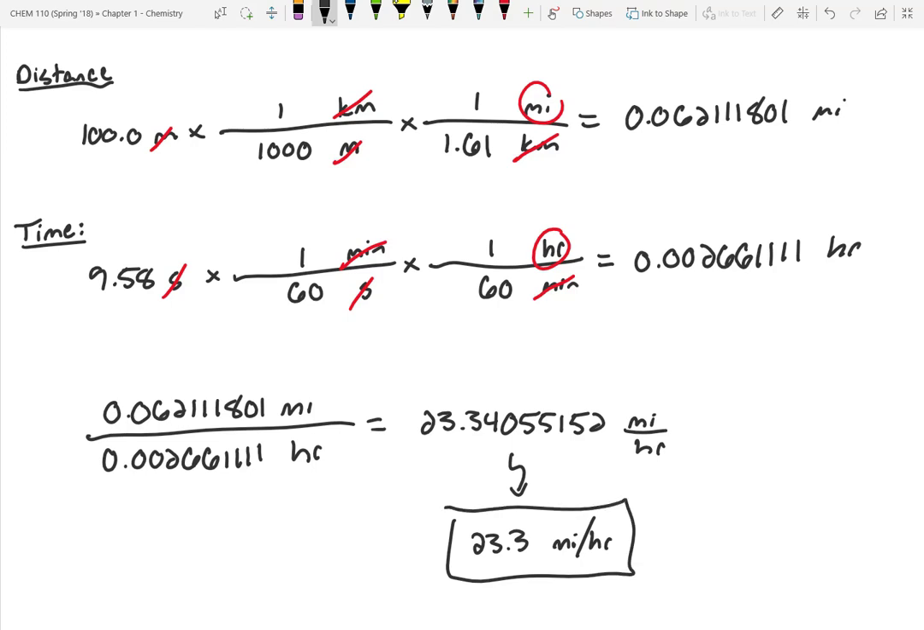Fun bit of trivia though, is he going that speed the entire way? No, that's his average speed. Towards the end of the 100 meters, he's actually going about 27 miles an hour. He could get a ticket in a school zone. It's a little crazy to think about.